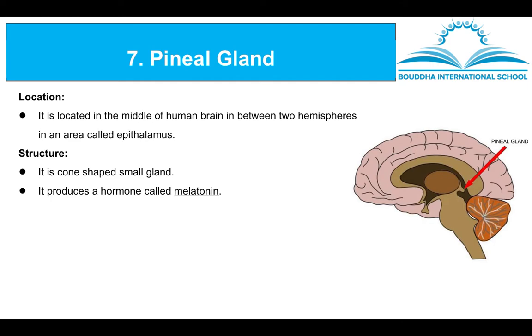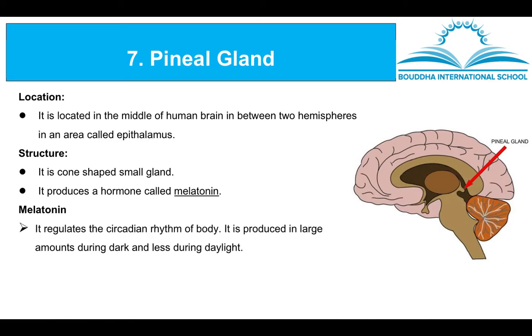It produces a hormone called melatonin, and the melatonin hormone is related to controlling the circadian rhythm of the body. Circadian rhythm means our biological clock, because we feel sleepy at night and in the daytime we are active, so that cycle is called circadian rhythm, and this is controlled by the hormone melatonin. This hormone is produced in more amount when there is dark and produced less during daylight. So because of that, at night we feel sleepy and in the daytime we don't feel sleepy.